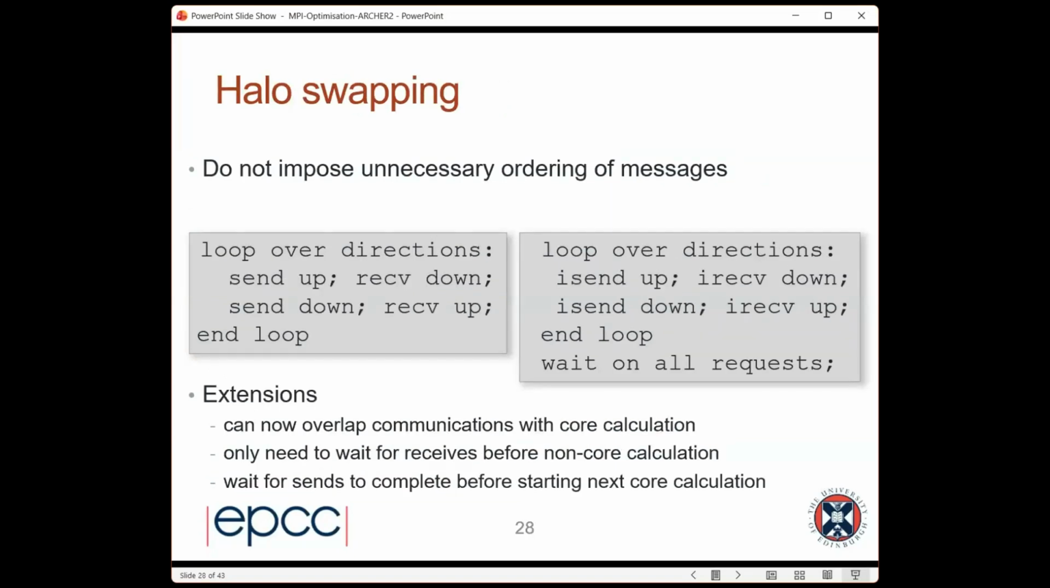Don't loop over direction: send up, receive down, send down, receive up. Issue all the non-blocking sends for all the directions at once, and then wait on all the requests. Here we have 2 directions, and we have I-send and I-receive in both directions, so we have 8 outstanding non-blocking communications. Send up, send down, send left, send right, receive up, receive down, receive left, receive right. Issue all of them in a non-blocking way, and then do a wait-all on all 8 requests.